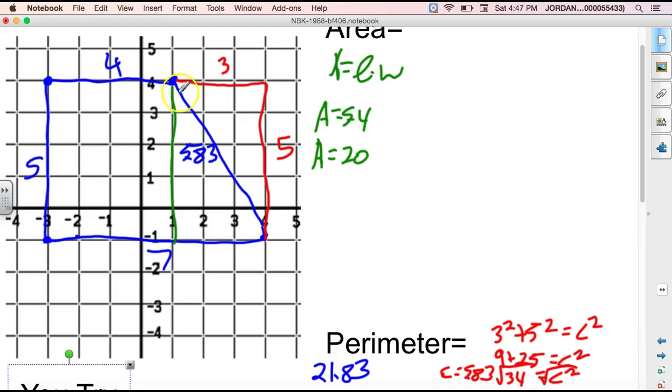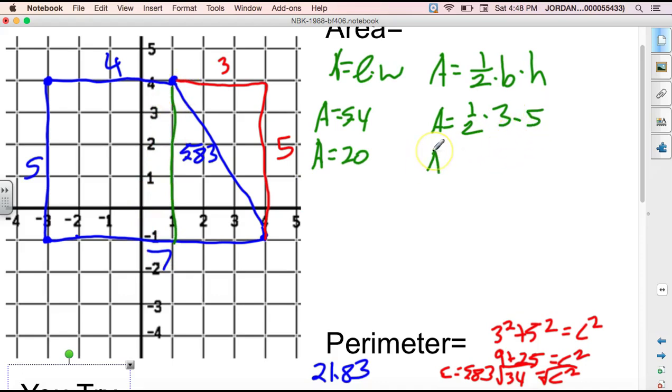So that's one part. Now we've got to find the area of the triangle that's left over. You might remember the formula for the area of a triangle is 1/2 times the base times the height. So what is the base of our triangle? The base is this line down here. It's 1, 2, 3, so the base is 3, and the height is 1, 2, 3, 4, 5. So we multiply those together: 1/2 times 3 times 5. You can do it on your calculator, and you should get 7.5.